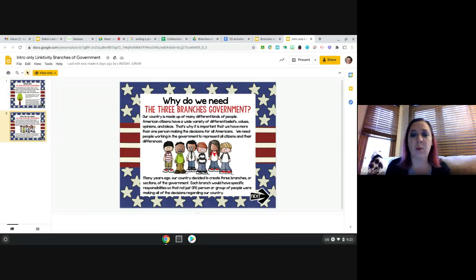Why do we need the three branches of government? Our country is made up of many different kinds of people. American citizens have a wide variety of different beliefs, values, opinions, and ideas. That's why it is important that we have more than one person making the decisions for all Americans. We need people working in the government to represent all citizens and their differences. Many years ago, our country decided to create three branches or sections of the government. Each branch would have specific responsibilities so that not just one person or group were making all the decisions regarding our country.